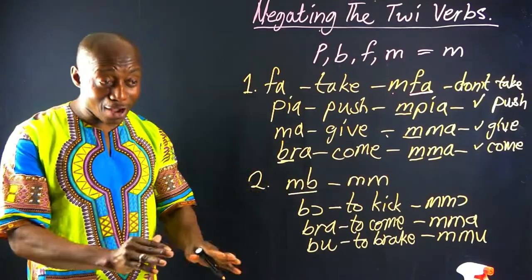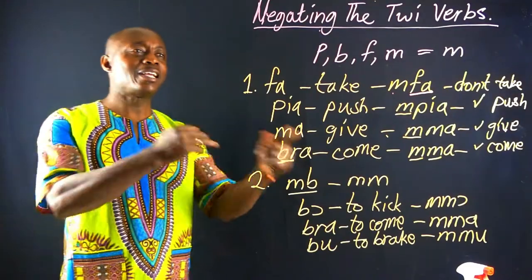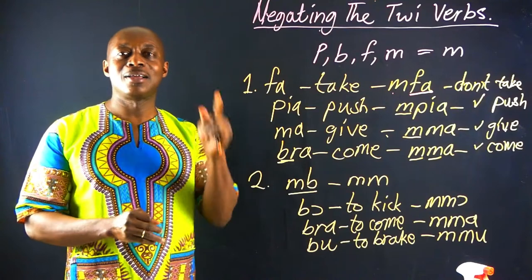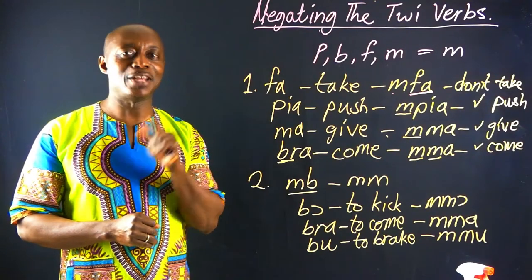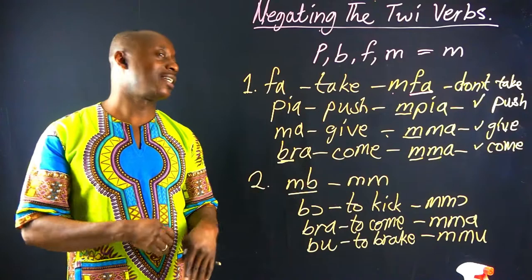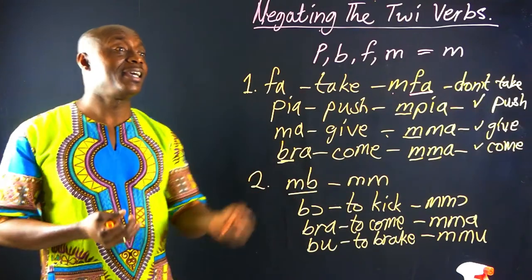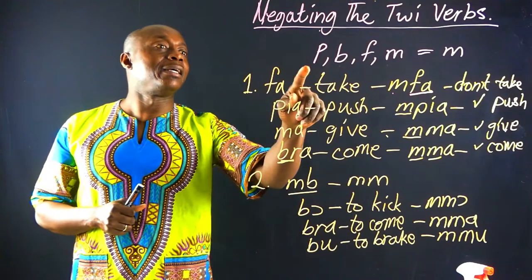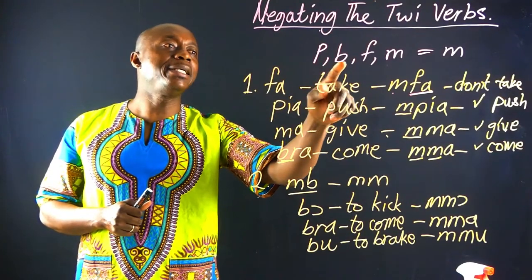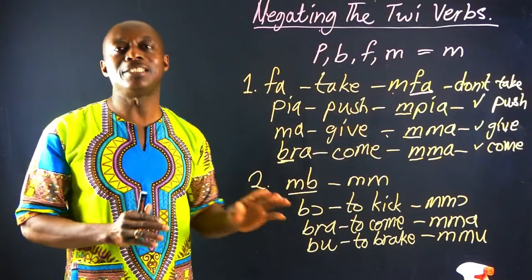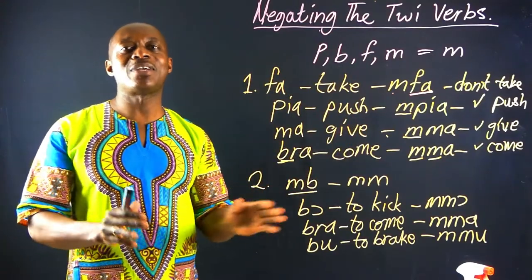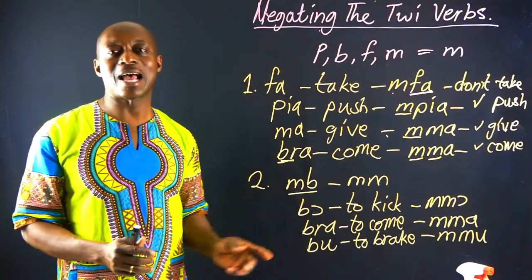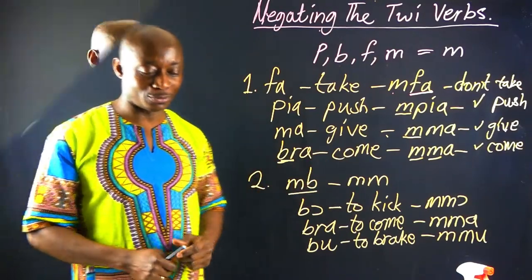Good. Now we're going to the next one, and that is verbs that require the prefix N in order for them to become negative. And that is easy, isn't it? If a verb begins with a consonant which is not P, B, F, or M, then it means you will have to prefix it with what? N, and it will be what? Negative. That is that. Let's look at some of the examples.